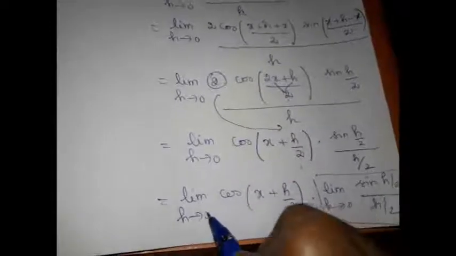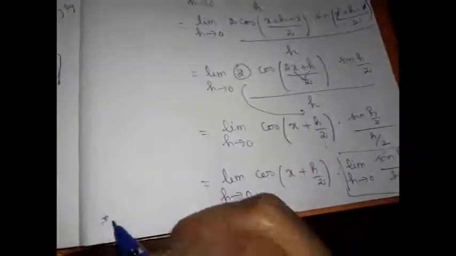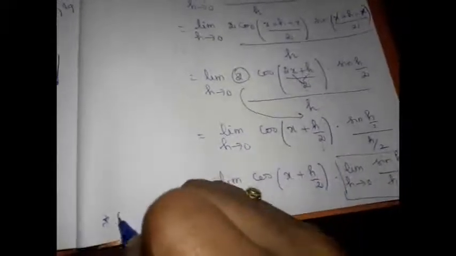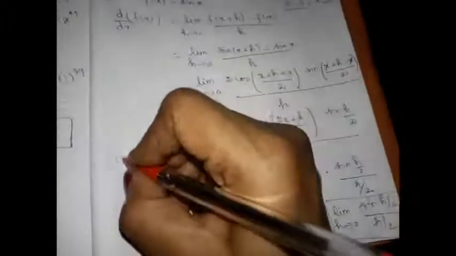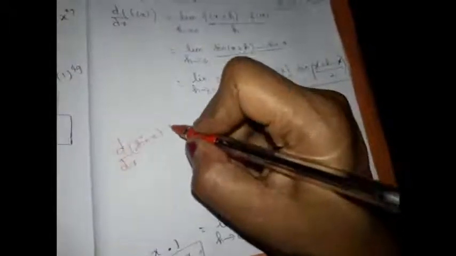Now, what will happen to the other term? When h tends to 0, limit h tends to 0 of cos(x + h/2): if we put h equal to 0, it is going to be cos x into 1. So the answer is cos x. If we differentiate sin x, we get cos x. This is like a formula you have to remember: d/dx of sin x is equal to cos x.